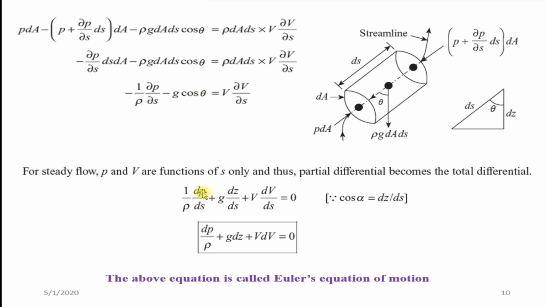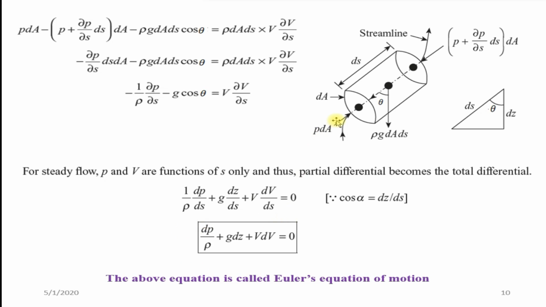So finally we will get dP by ds into 1 by rho plus G into dz by ds plus V into dV by ds equal to 0. If you multiply throughout by ds, what will you get? ds cancels because the right hand side is 0. So the remaining equation is dP by rho plus G into dz plus V into dV is equal to 0. This is the Euler equation of motion. The above equation is called Euler's equation of motion.